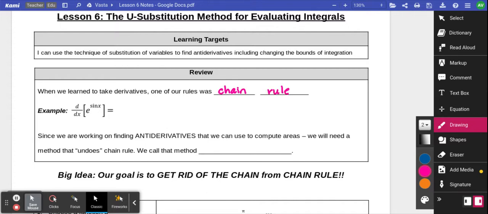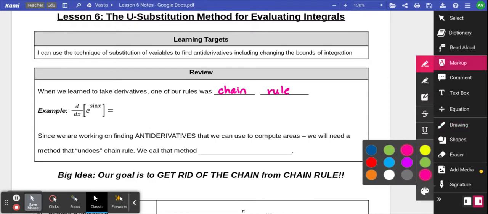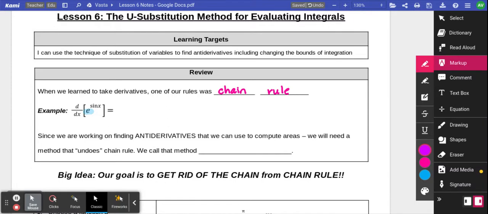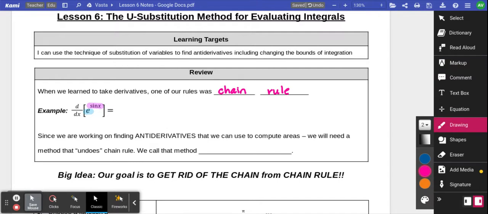As a quick recap, let's go over the chain rule again. The chain rule was the rule that we applied whenever we had an outside function and an inside function. In this particular example, the outside function would be e, and the inside function would be the sine of x. One way to write this so it's more obvious which is the outside and which is the inside is e to the parentheses sine x.